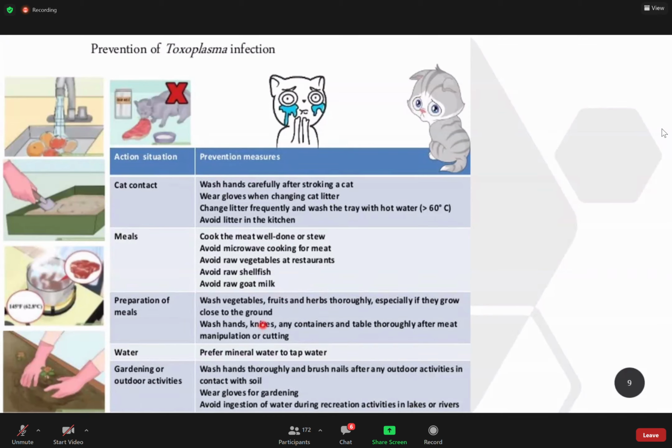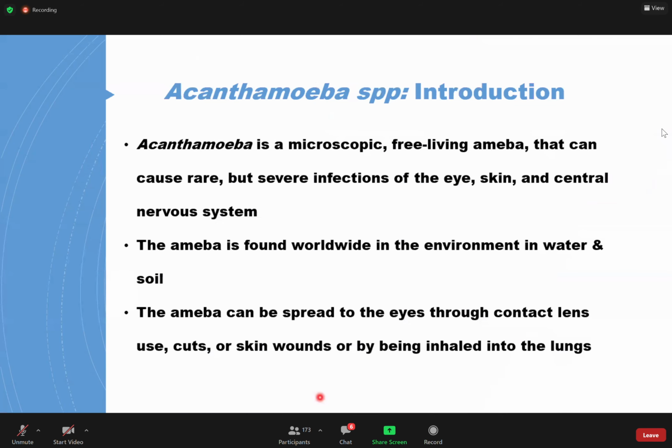When you prepare meals, wash your vegetables with potable water. Wash your hands and all your cooking utensils adequately. Make sure that your source of water is really potable. And if you like gardening and outdoor activities, wash your hands thoroughly and brush your nails after any outdoor activity. Wear gloves if you can, and avoid ingestion of water during recreational activities in the lakes and rivers. So that's it with Toxoplasma.